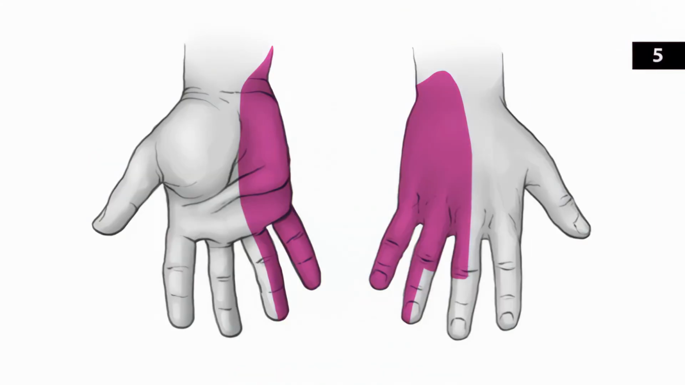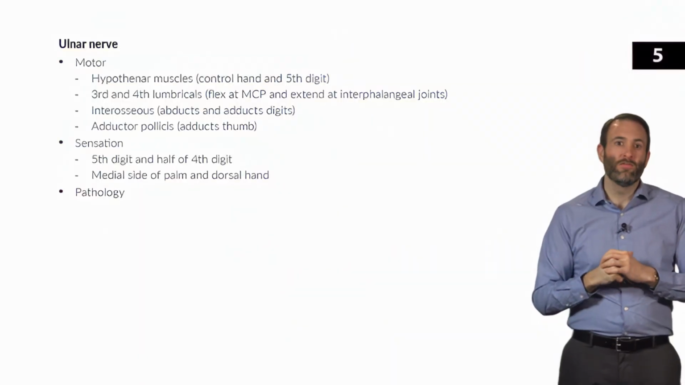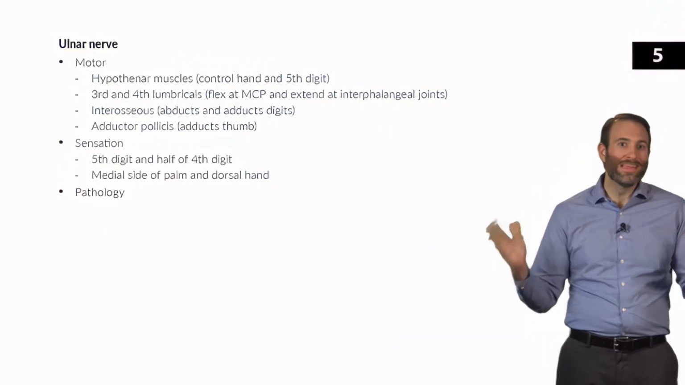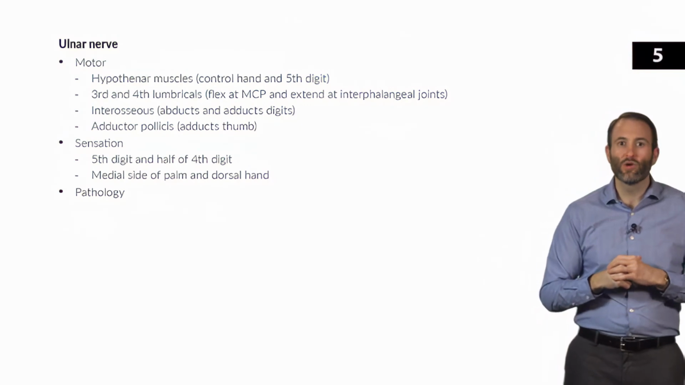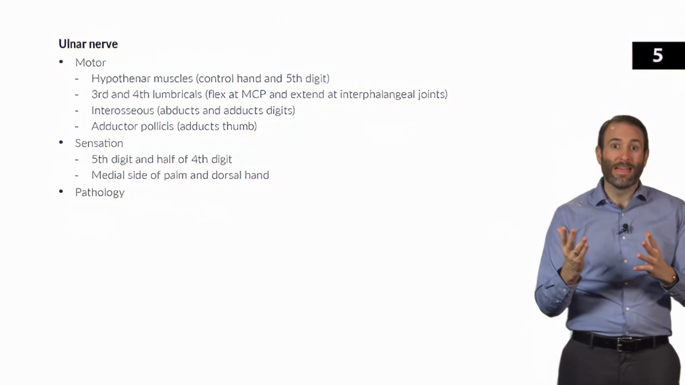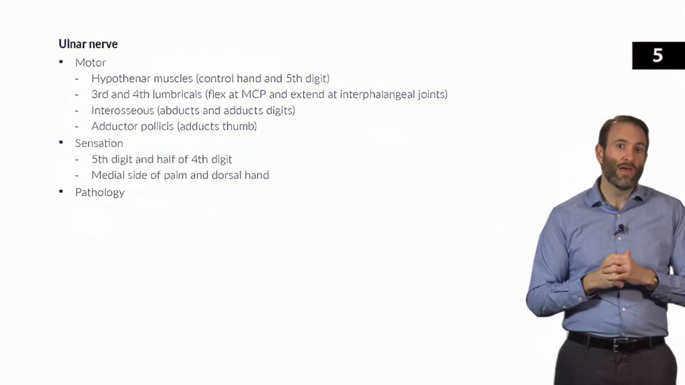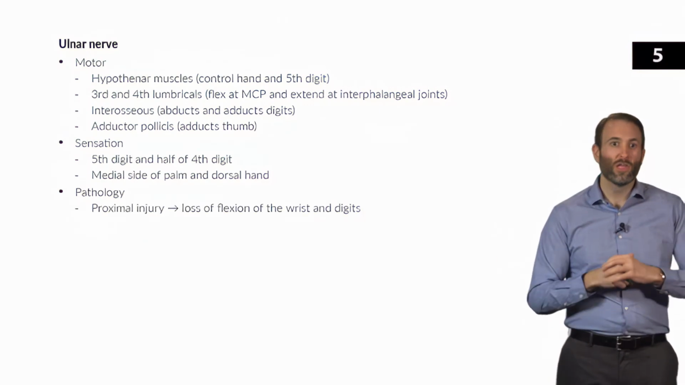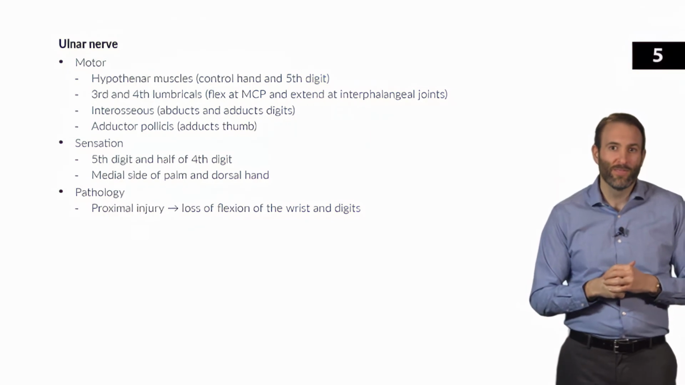All right, so let's cover sensation. The ulnar nerve only provides sensation to the hand. It will cover the fifth digit and half of the fourth digit and the corresponding part of the hand. So the medial side of the palm and the dorsal hand. Now for pathology. If you know the innervations, then you can reason out the pathology. The flexor carpi ulnaris and the flexor digitorum profundus work to flex the wrist and the fingers. So if you have a more proximal injury, then you get loss of wrist and finger flexion.